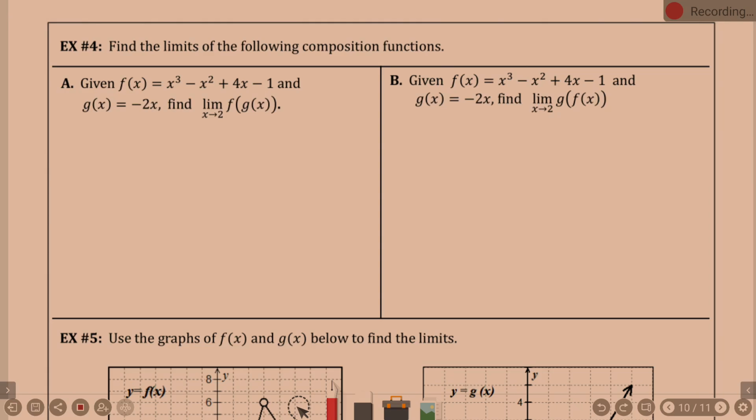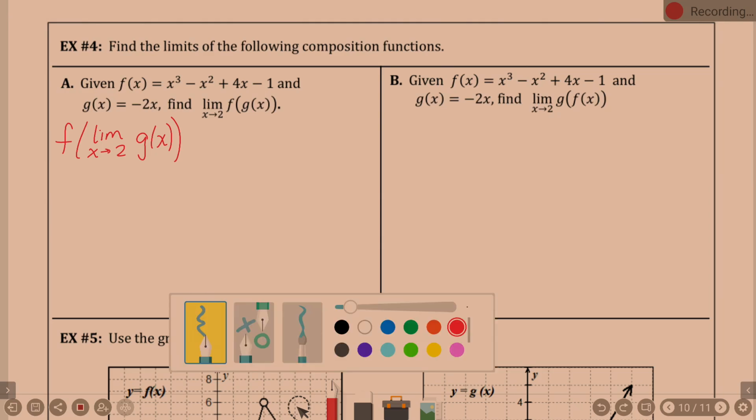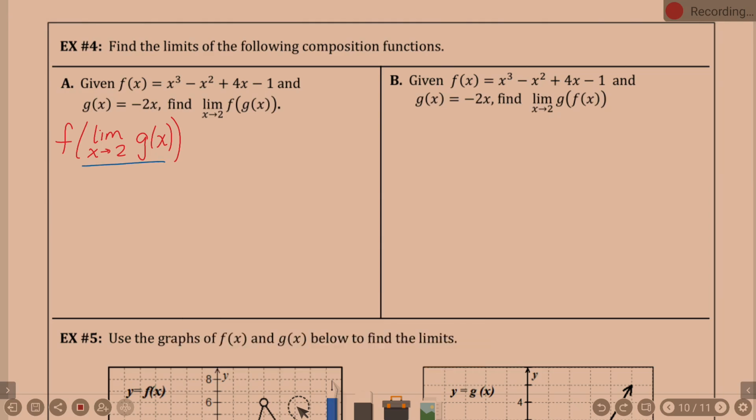Okay? Now, with that in mind, I'm going to start by rewriting this. It's going to be f of the limit as x approaches 2 of g of x. Yes? Okay. We've got to start on the inside. How do we do the limit as x approaches 2 of g of x?